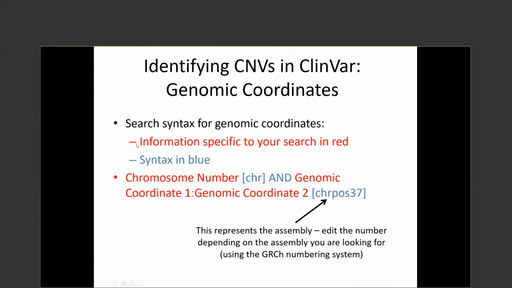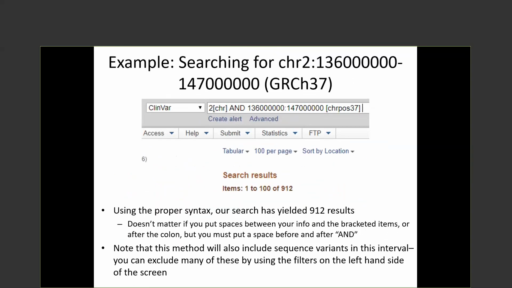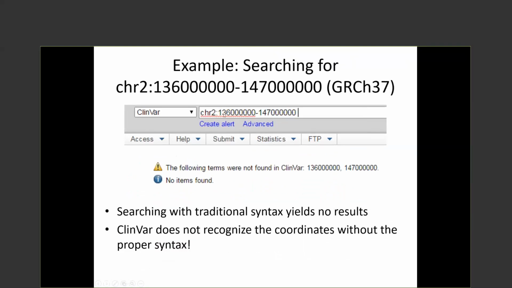Yep. So this is the syntax you have to use. Say your chromosome was 2. Do 2. Tell ClinVar that, hi, this 2 is a chromosome. And I would also like to look between these 2 numbers. So give it a number, a colon, another number, and tell it, hello, ClinVar, these are genomic coordinates, so please look across them and not just look for the literal number that you typed in. Just to show you what that would look like in real life, it would look like this. Otherwise, if you don't do that, it just thinks you want to look for these as written, and it doesn't understand what they are.